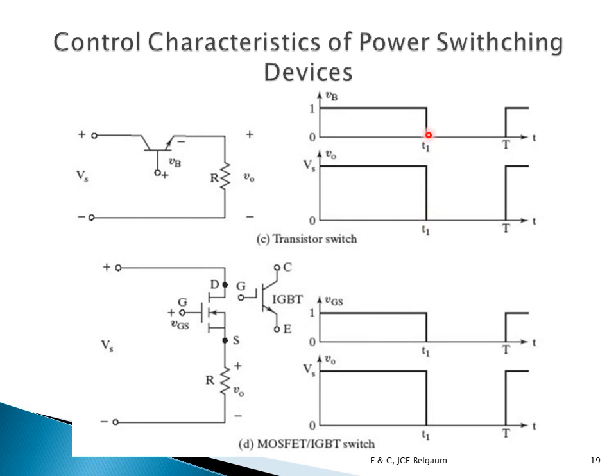After that what has happened? The base is removed, so the switch will become off. Once it becomes off, the output will be 0. So from T1 to T, the output will be 0. Again here I am applying a base. So the output again will turn on and the output will connect to the input. So the output will be same as Vs. So this is your transistor which acts like a switch.